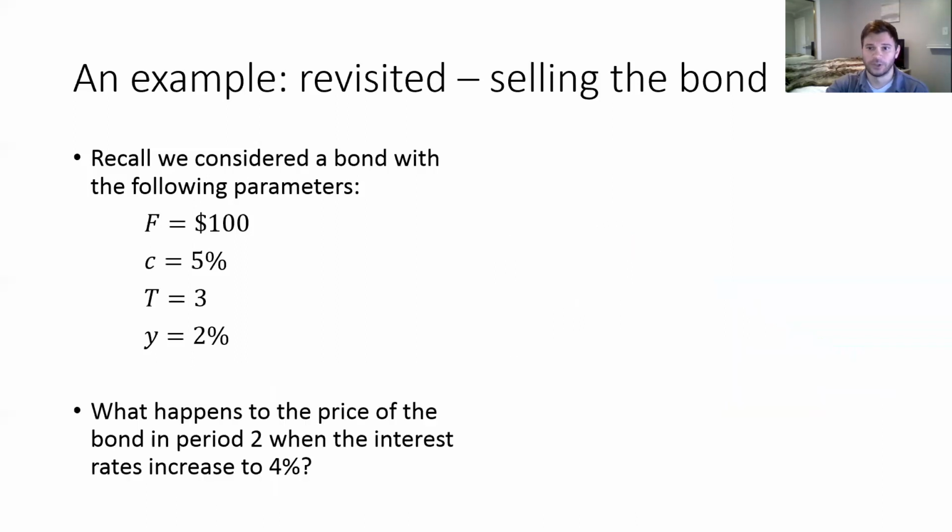So again, we started with the bond with the following parameters, and we want to now think about what would happen to the price of the bond in period 2 when the interest rate increases to 4% after we've collected our second coupon payment. What happens to the price of the bond in period 2 when the interest rate increases to 4% after we have collected that payment?